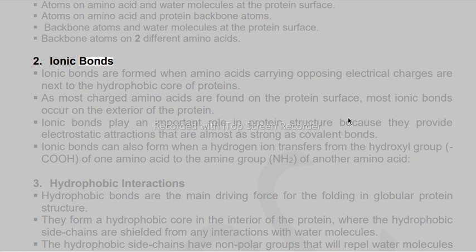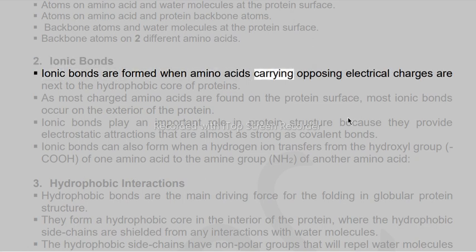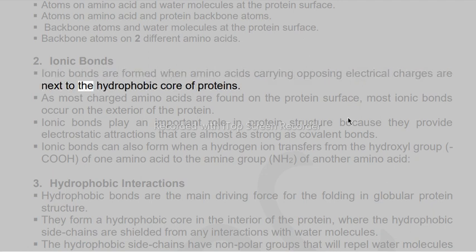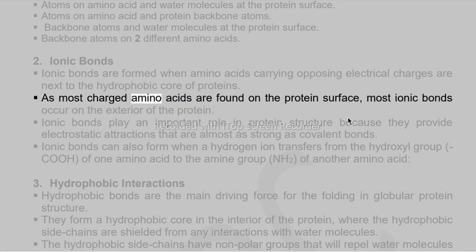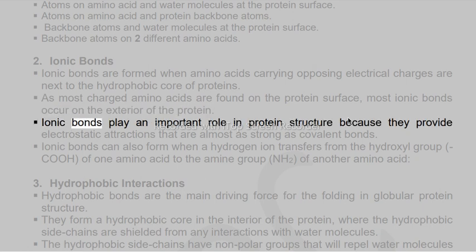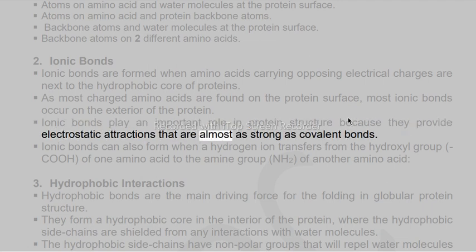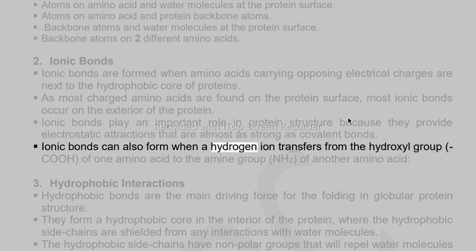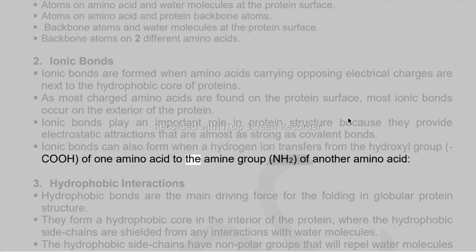2. Ionic bonds. Ionic bonds are formed between amino acids carrying opposing electrical charges next to the hydrophobic core of proteins. As most charged amino acids are found on the protein surface, most ionic bonds occur on the exterior of the protein. Ionic bonds play an important role in protein structure because they provide electrostatic attractions that are almost as strong as covalent bonds. Ionic bonds can also form when a hydrogen ion transfers from the carboxyl group, COOH, of one amino acid to the amine group, NH2, of another amino acid.